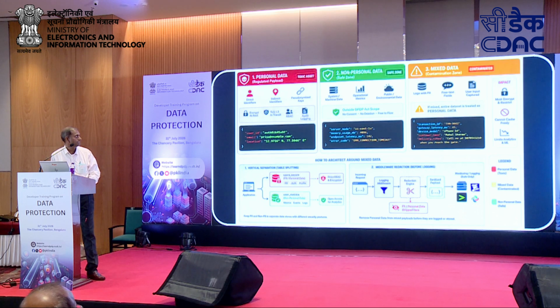And here you can again see, say for example, what is the kind of data that is there. Server node, which server it is being used, what is the memory usage, what is the latency, what is the error code. If this is the only kind of data, then that is safe data as far as DPDP is concerned. It is outside the purview of DPDP. So this becomes non-personal data.